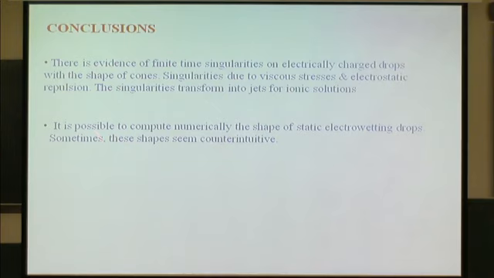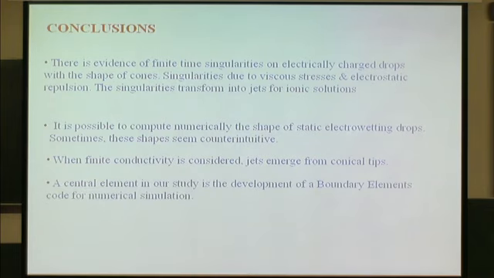Second conclusion, you can compute numerically the shape of static electrowetting drops. Sometimes they look counterintuitive, for example these toroidal ones, but they actually appear in experiments sometimes. When finite conductivity is considered, jets appear from the conical tips, and we have computed the main properties. We have computed the velocity of the jets, and we can also compute the diameter of the jets. A central element of the analysis has been the use of numerical methods, like the boundary element method, for the numerical simulation. And this is it.